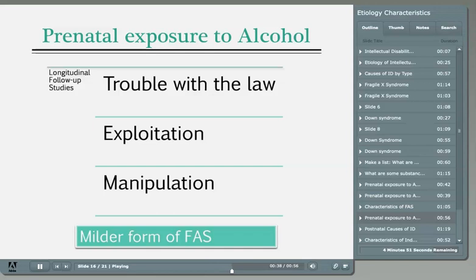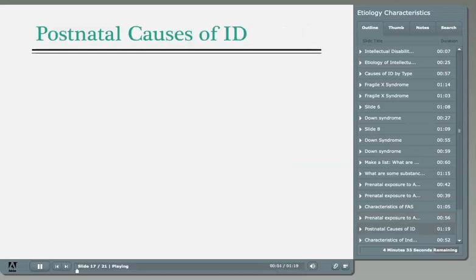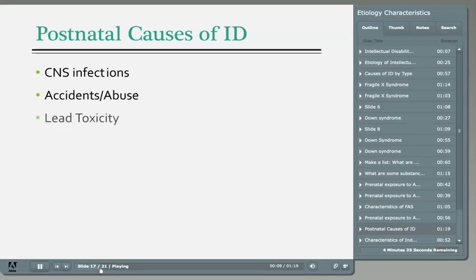Now we are going to move on to postnatal causes of intellectual disability. These are causes that happen after birth but before the age of 18. Usually when they talk about postnatal causes, we are referring to young children or an elementary age child. Postnatal causes of ID include central nervous system infection, accidents or abuse, and lead toxicity.